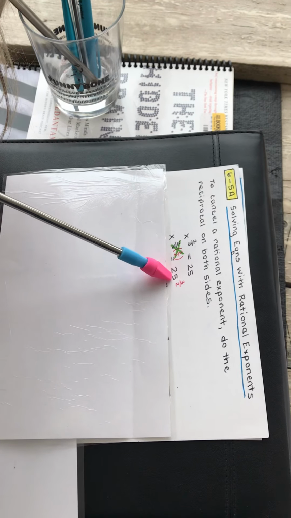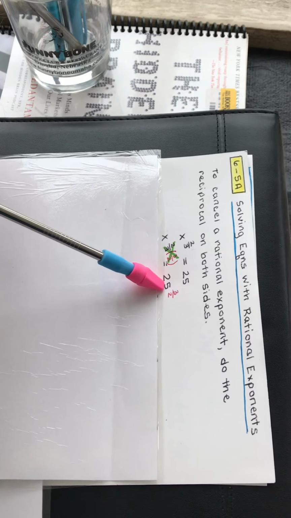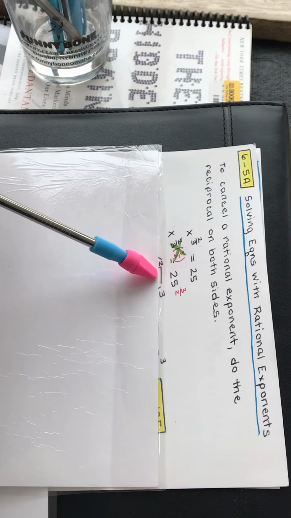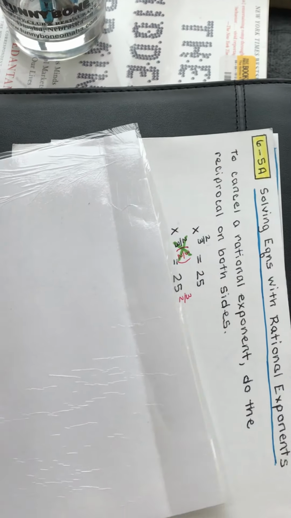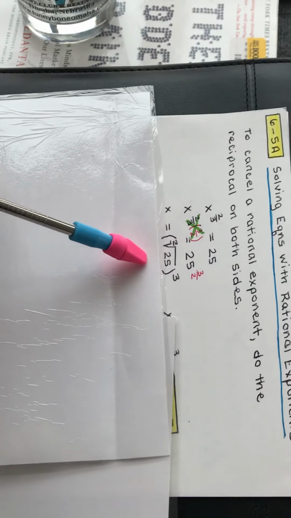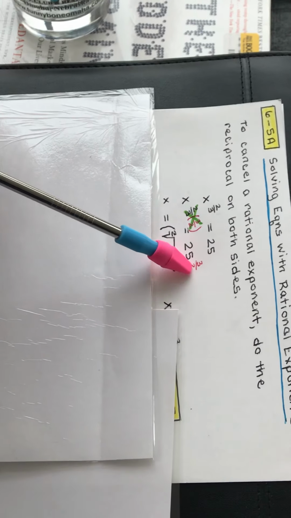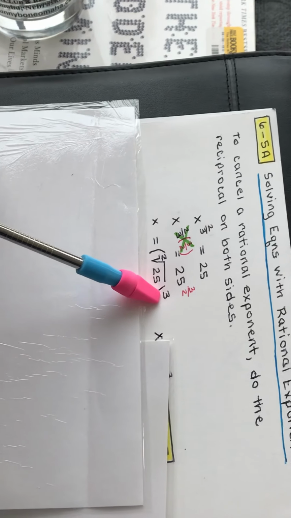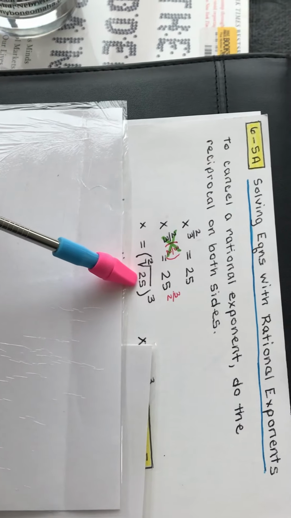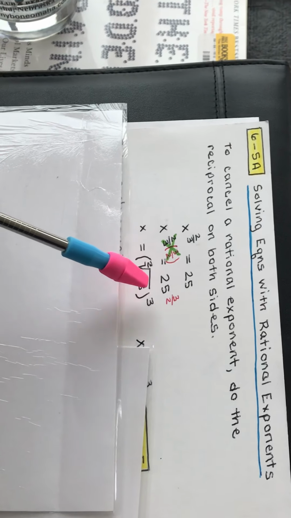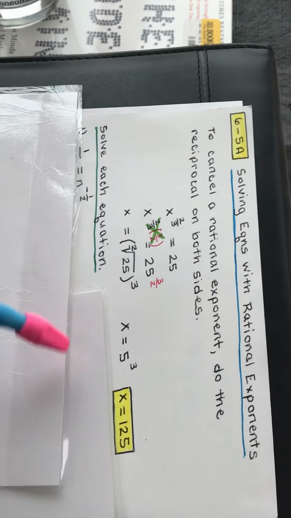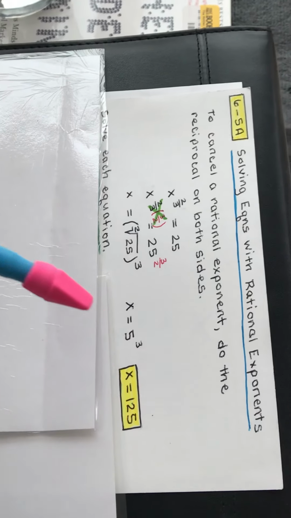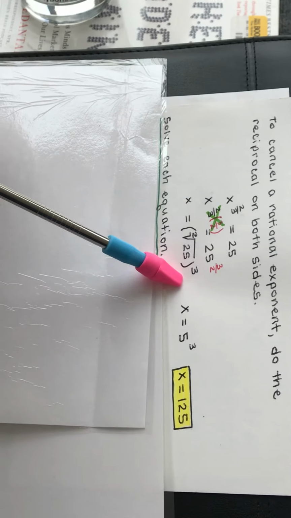Now, if you recall from the beginning of this section, 3 over 2, that rational exponent, can be written like this. Remember that bottom number 2 becomes the index. The top number 3 becomes the exponent. The square root of 25 is 5, and 5 cubed is 125. So there's my 125. That's my answer.